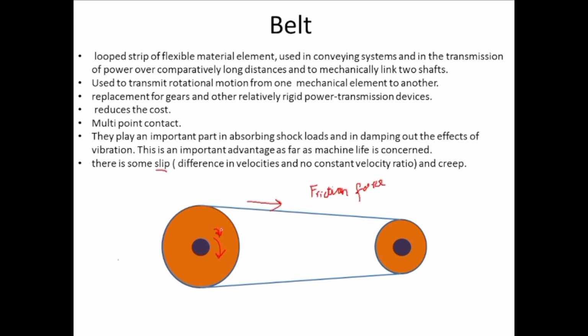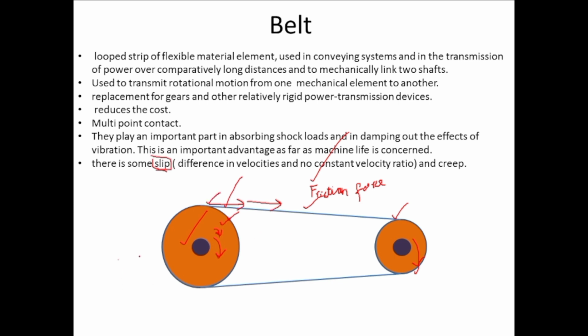When this rotates, there will be friction between the belt and the pulley. Due to that friction, the belt will also rotate with the pulley, and when that belt comes over here, since it is rotating, due to the friction again it will rotate this pulley with itself. But if this friction is not enough for the whole motion of this pulley to be transferred to this belt, then there will be slip. This belt will slip over this pulley.